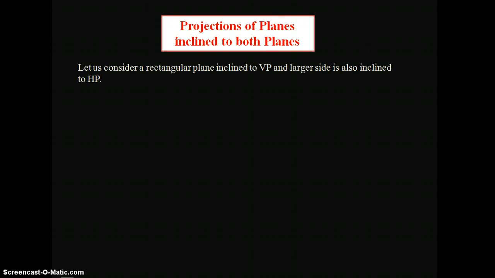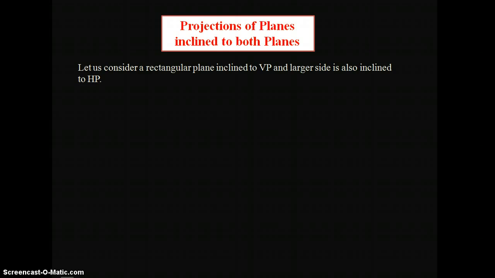Okay. So here the condition we are assuming is that the rectangular plane, that is the plane surface, is inclined to the vertical plane, and one of its larger sides, which is nearer to the horizontal plane, is inclined to the horizontal plane. So in this condition we need to draw the final front view and the final top view. Okay, so here the final views will be obtained by assuming two cases. So what are those two cases?